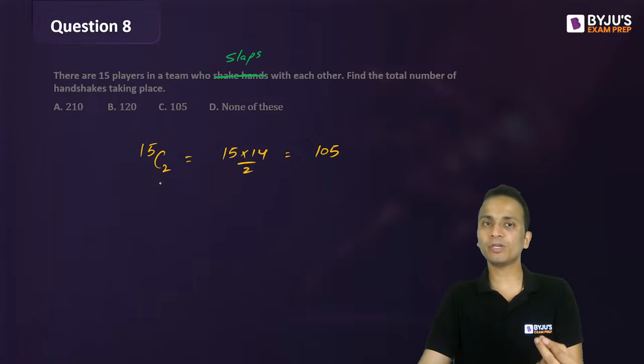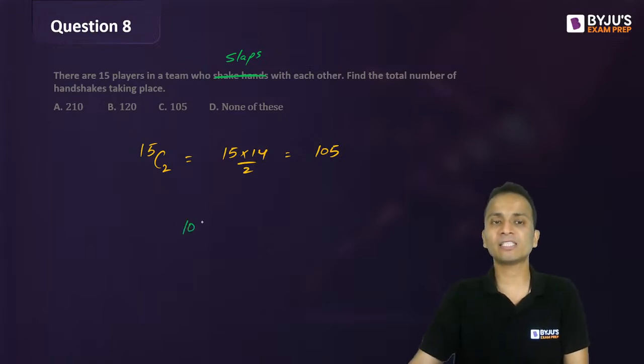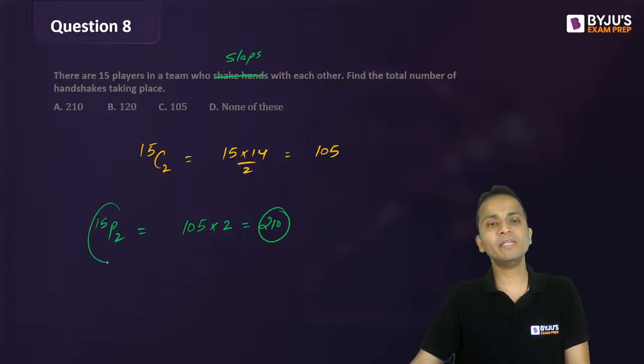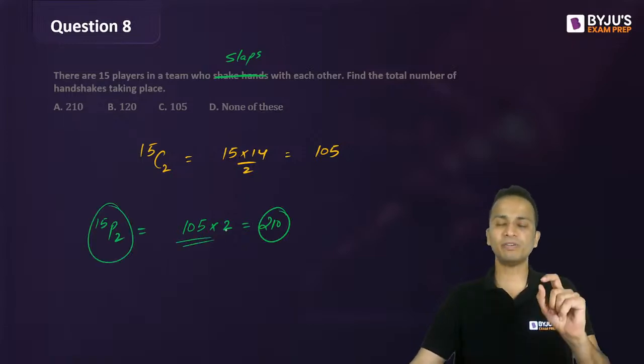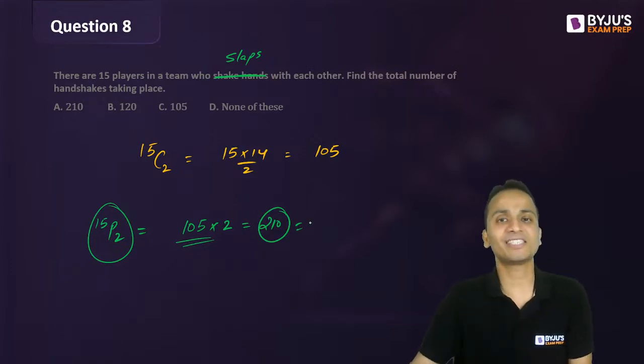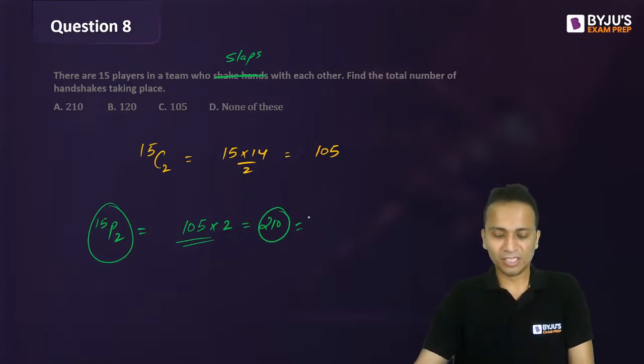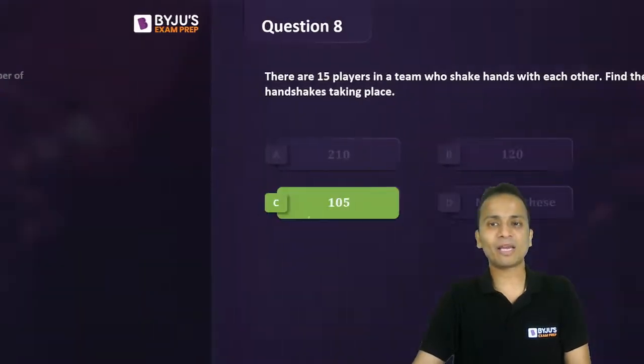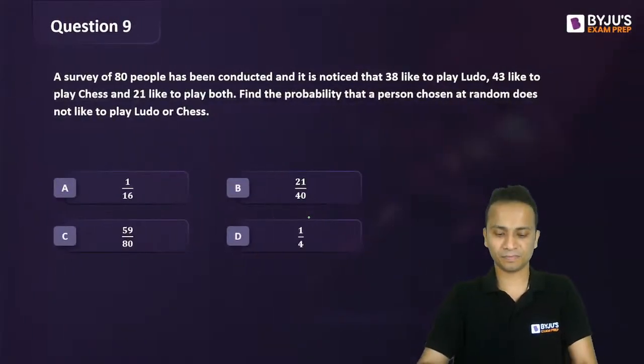Okay, so between two persons there will be two slaps, and hence the answer will be 105 multiplied by 2, that is 210. Or you can say that 15P2. So the answer will be 15P2, because between any two people there will be two slaps. Okay, so this is the difference between the number of handshakes and the number of slaps, or I can say that this is the difference between combination and permutation. Okay, let's move on and look at the next question, question number 9.